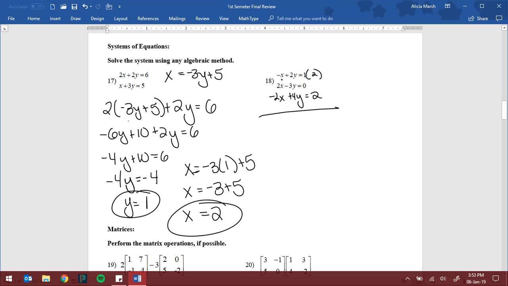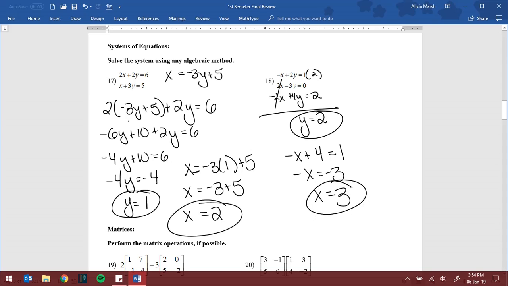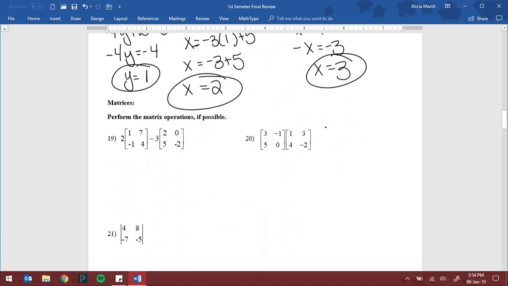Okay. Those cancel off. 3y plus 4y is 7y. 0 plus 2 is 2. So I have y is 2. So I'm going to take that, plug it into one of the two equations. So negative x plus 4 equals 1. So negative x equals negative 3. So x is 3 as well. So (3, 2) would be the solution to that system.